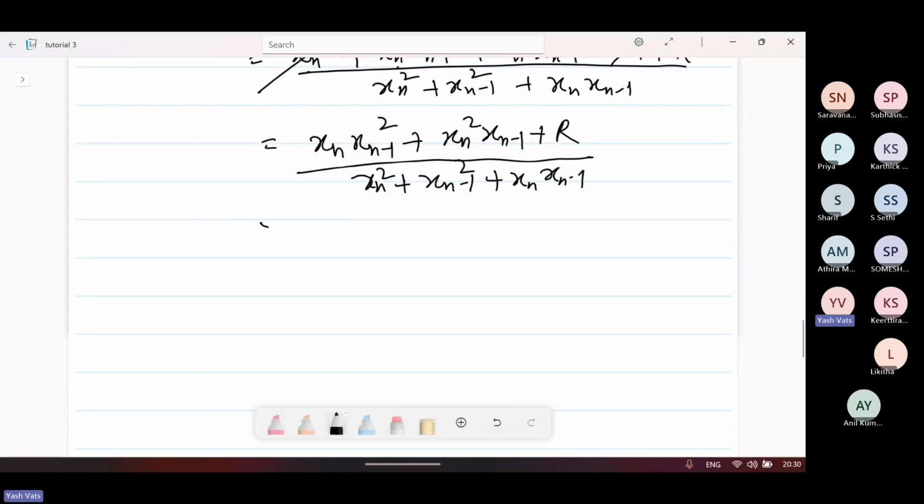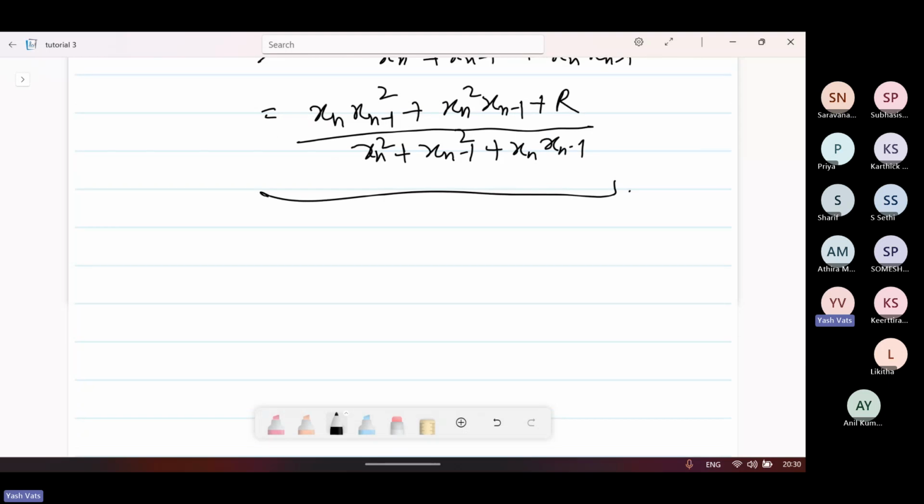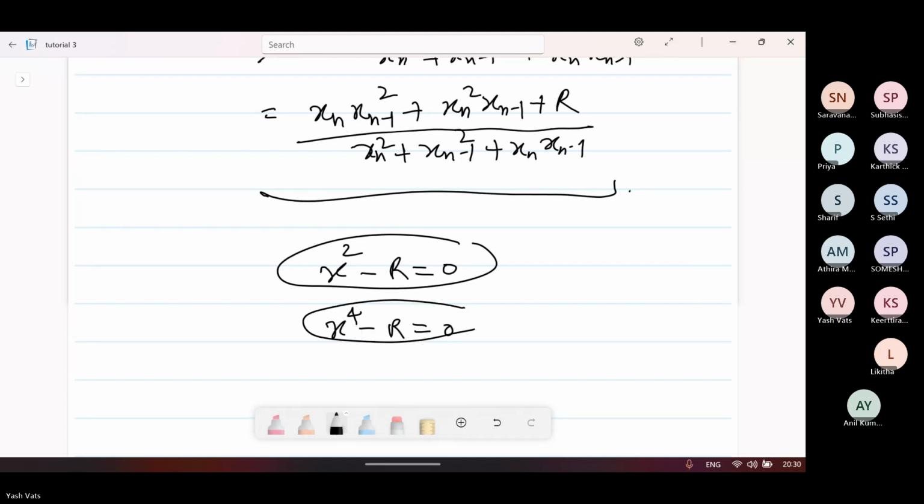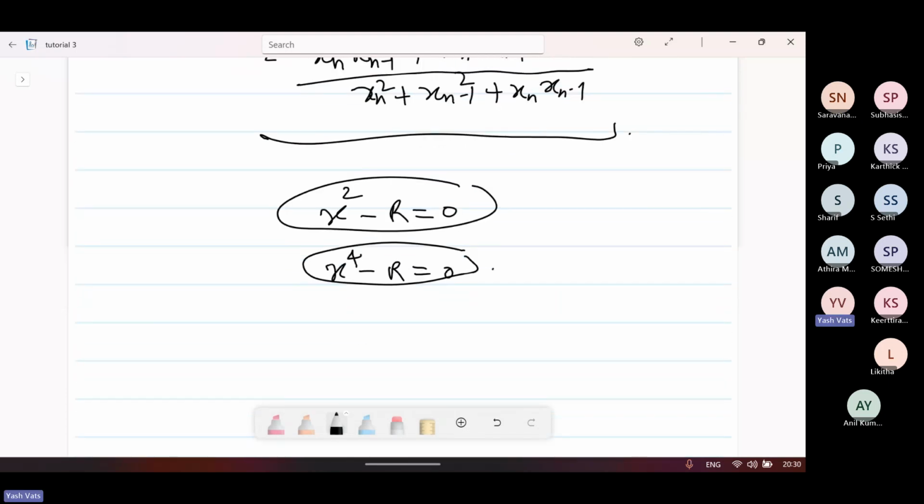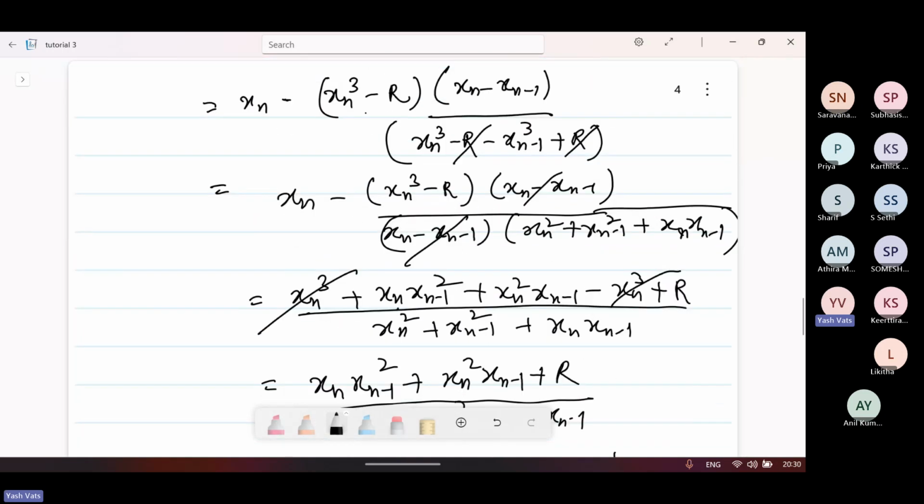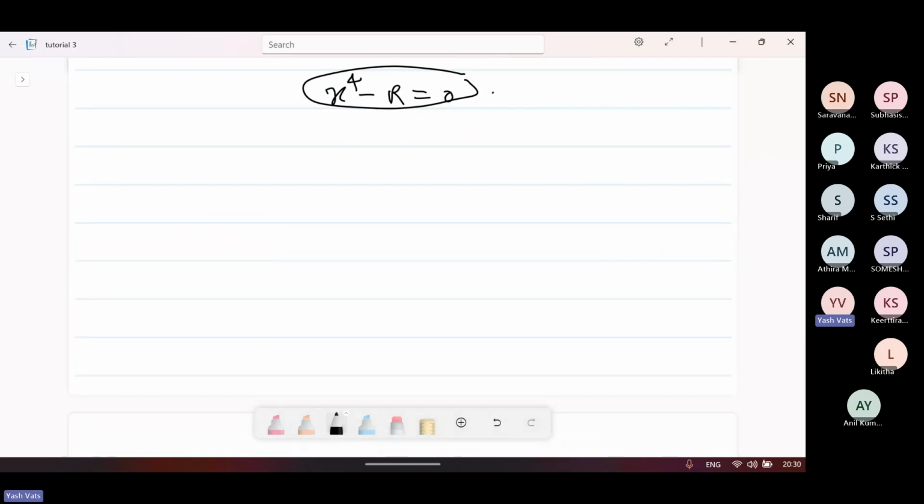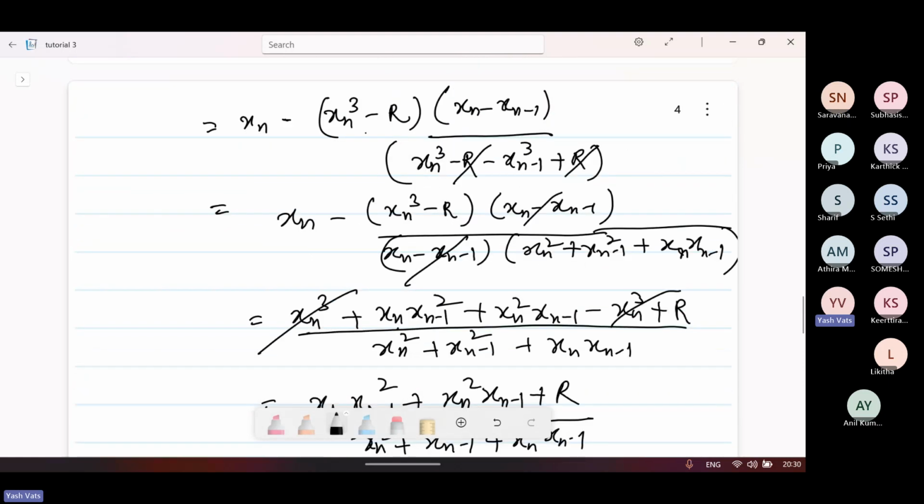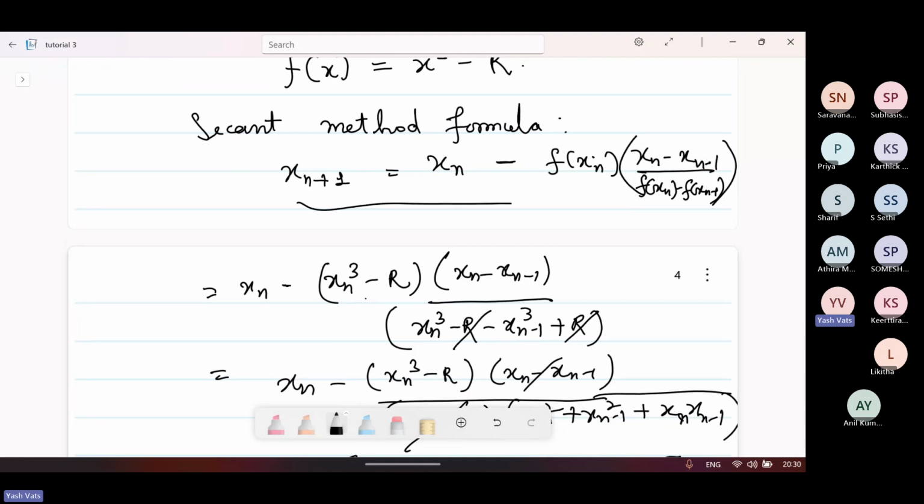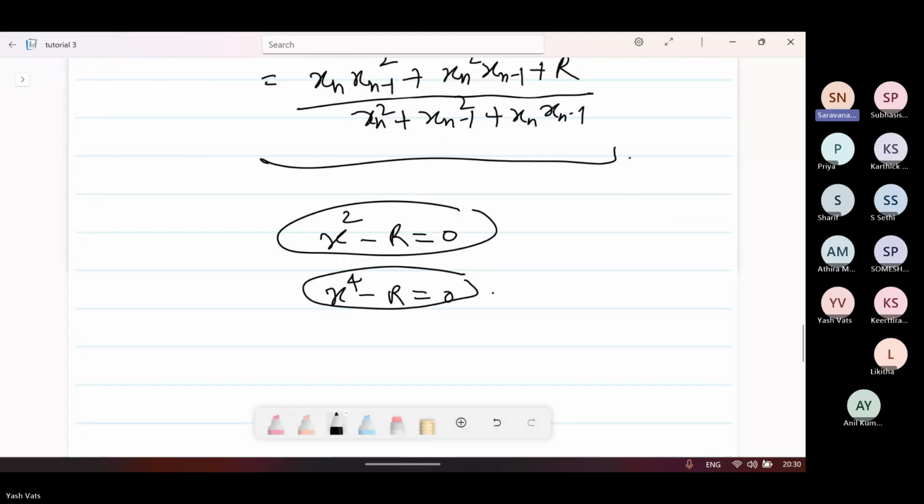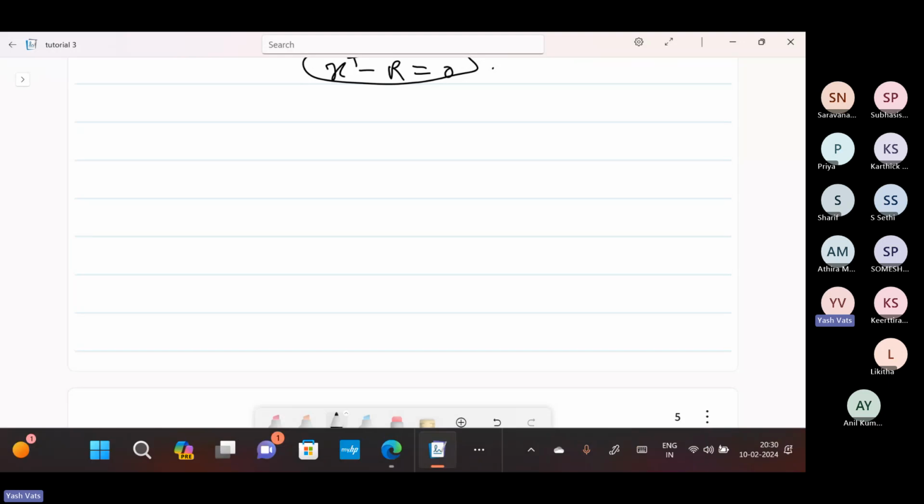So it's easy, right? Like this, you can find x square minus r equals 0, x4 minus r equals 0. There may be some expressions based on that. You can try this. Of course you need to start with some choices x0 and x1 near the root and then proceed. But they are saying to simplify this expression only in this case. So it is a very easy question. Okay, the next one.